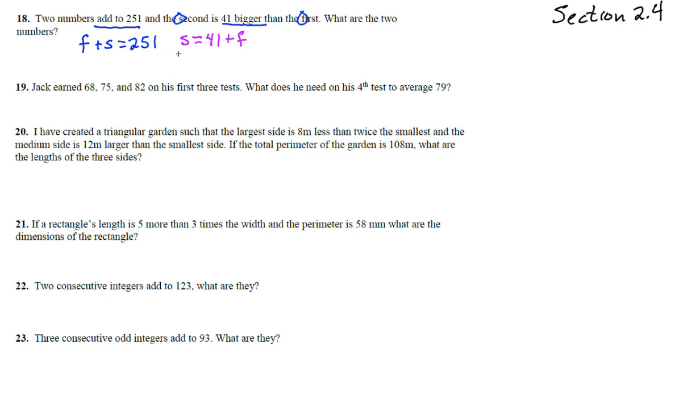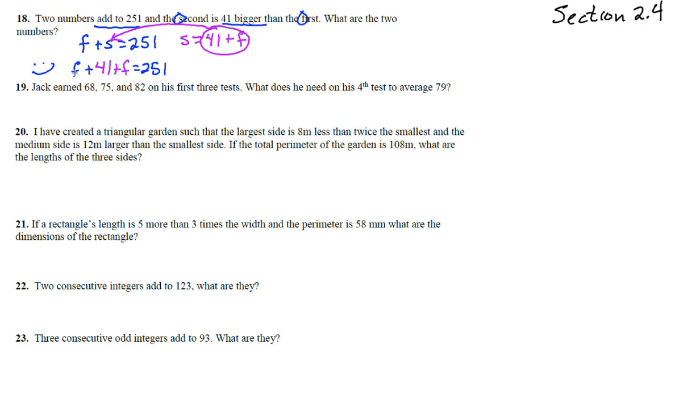Now we have translated them to math, but we have two equations. We can't just solve this equation the way it is because we have two variables. But luckily they told us what S is, so we substitute it in for the S. Our equation becomes F plus 41 plus F, there's our S, equals 251. Now that's an equation we can be happy about. We know how to solve this.